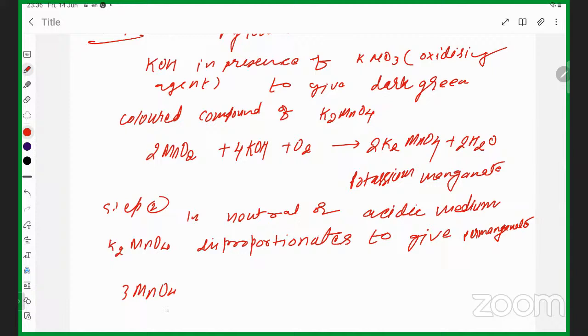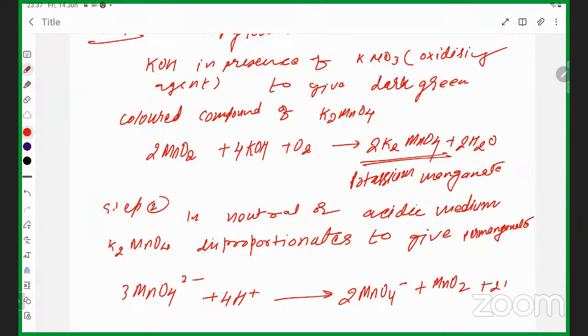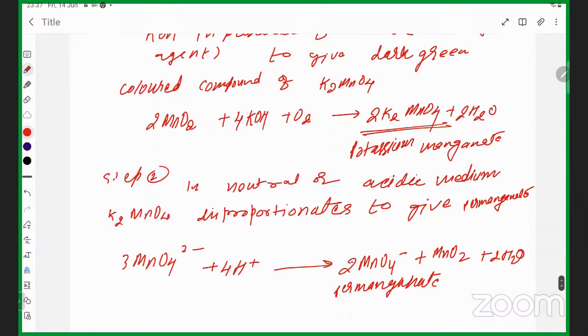So 3MnO4 2-. If you ionize this one, it will give MnO4 2-. We are adding 4H+. We are taking the 2MnO4, potassium we are not taking. So what is it going to give? It is very simple, not very difficult. 2MnO4- plus MnO2 plus 2H2O. This is the permanganate ion. If you add the potassium, the negative charge will be out. It will be potassium permanganate.